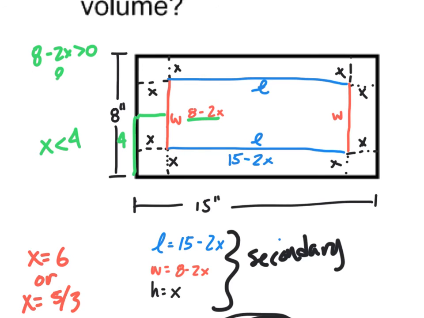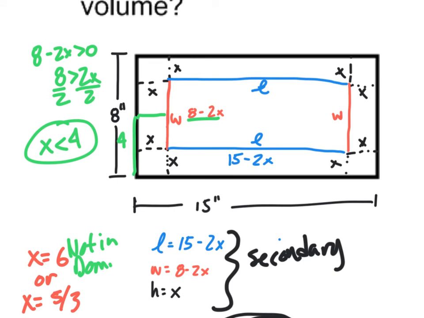And so you get 8 is greater than 2x, and then you divide by 2, which gives you x is less than 4, or 4 is greater than x. Okay, so this is not in our domain. So not in domain. This does not make it possible. Okay, we'll kind of talk about that later.